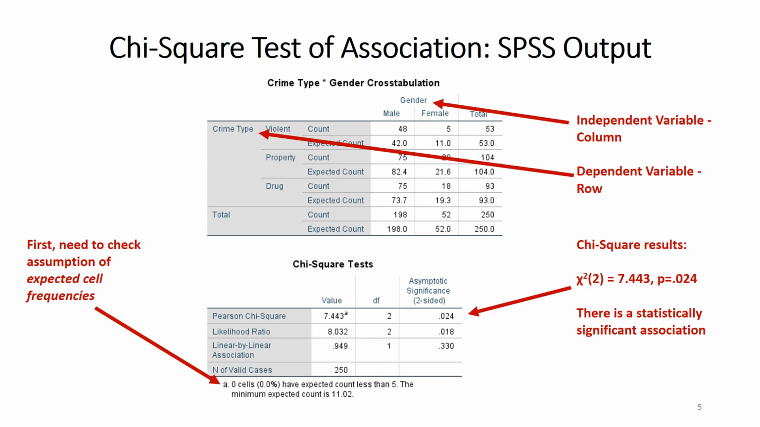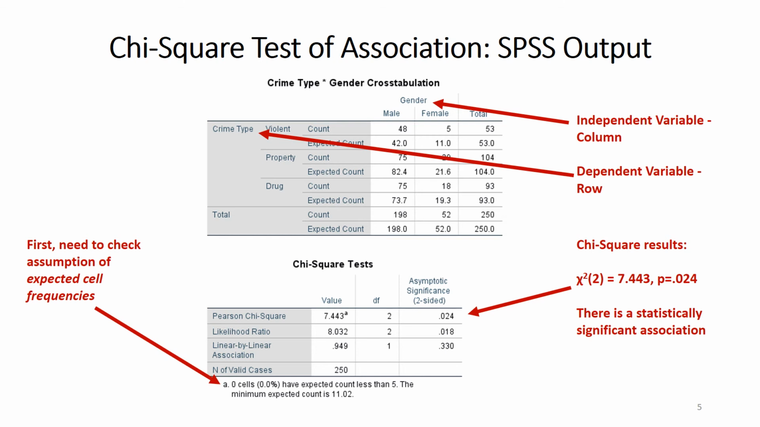So once again, in this case, we're good to go. That assumption of expected cell frequencies, we have met the assumption because 0 cells have expected counts less than 5. So we can go ahead and move on to our chi-square results. Although there's more information in the chi-square test box than you probably need, at least for the sake of this course, the most important information is that Pearson chi-square row of information.